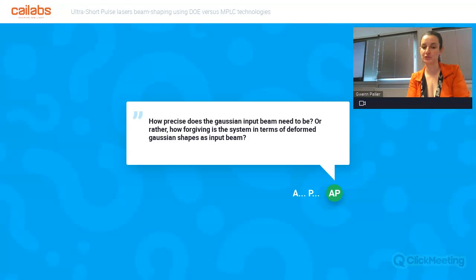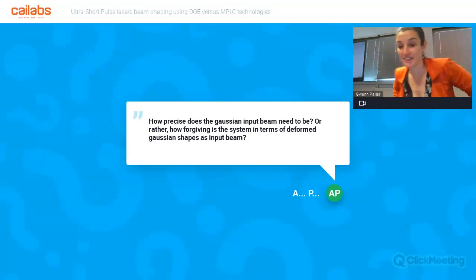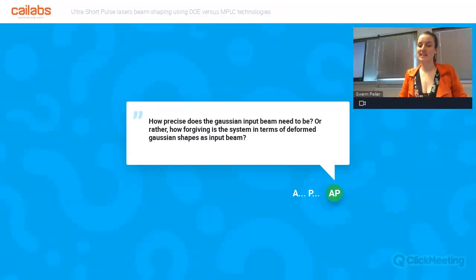How precise does the Gaussian input beam need to be? I guess you are having in mind the M square. We define our product for M square inferior to 1.3. It doesn't mean that if it's higher than 1.3, it will not work. It's just that the mode cleaning at the end will have to clean maybe too much energy, and it starts to be not the ideal case, and the transmission would be lower.